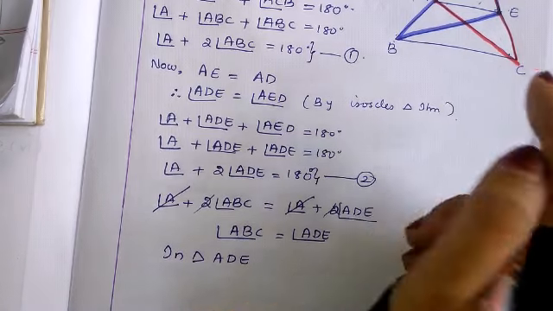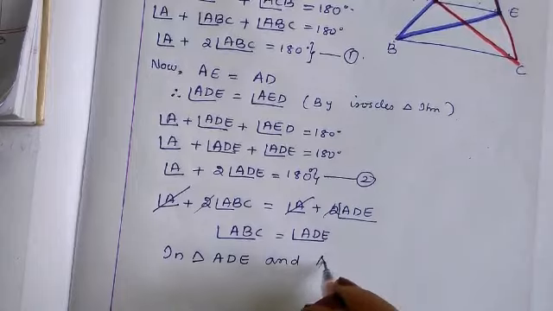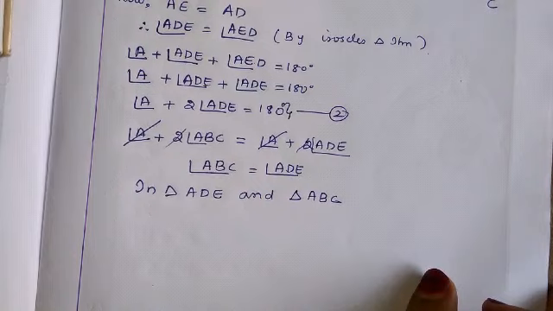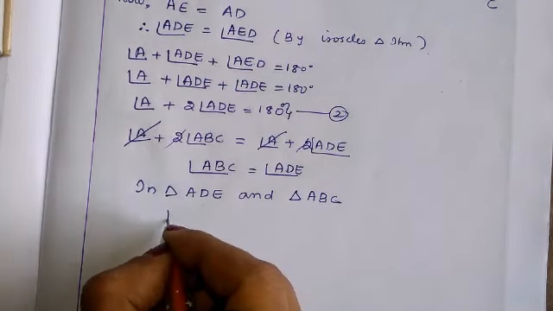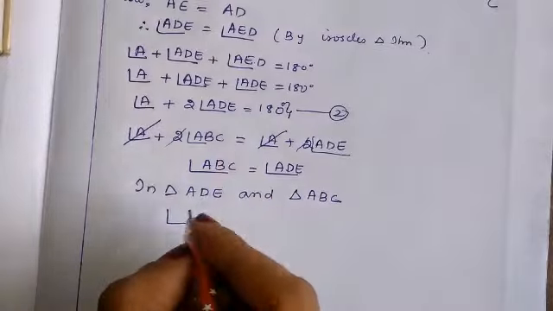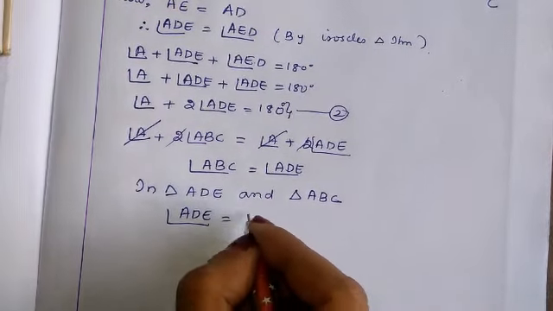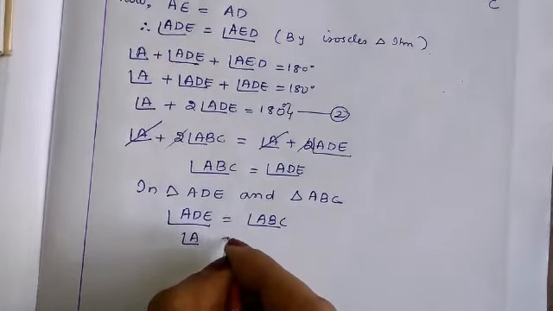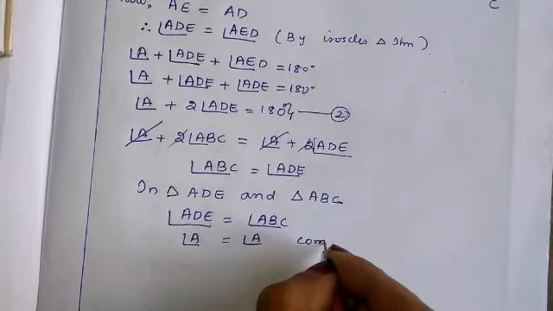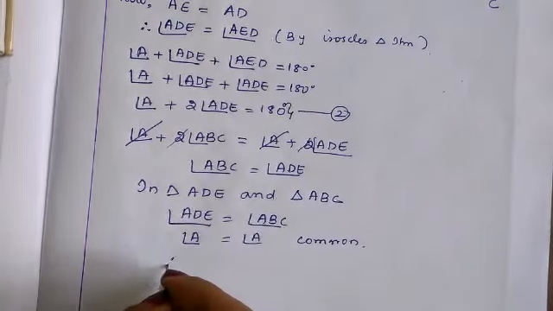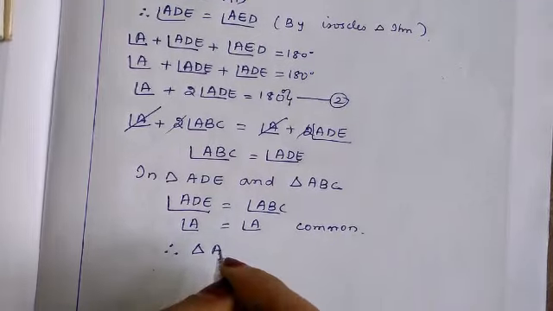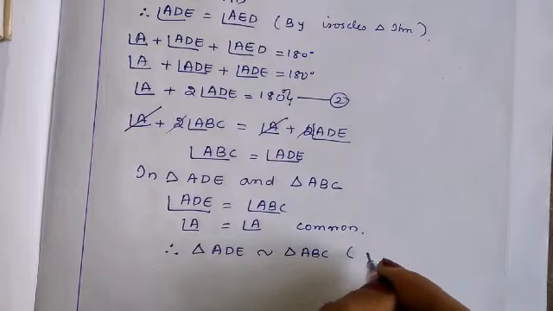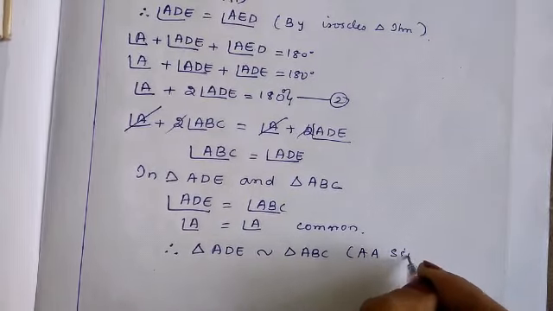to ABC. Okay. In triangle ADE and triangle ABC, if we prove only two angles are equal, then we can say that they are similar. One, these two angles are equal: ADE is equal to ABC. We proved it just now. And angle A is equal to angle A, common. Therefore, triangle ADE is similar to triangle ABC by AA similarity.